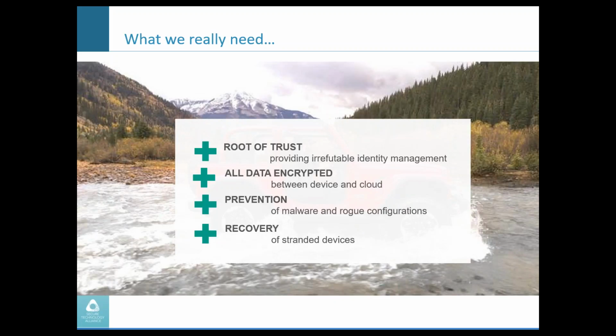So overall, I think there are 4 things that we want to talk about. What the market really needs is to put in the root of trust, so we can do irrefutable identity management of the device. All data is encrypted between the device and the cloud, and we can prevent malware and rogue configurations, and we can recover stranded devices so that if there is some kind of software error or a configuration error, we can actually recover stranded devices. Next slide.